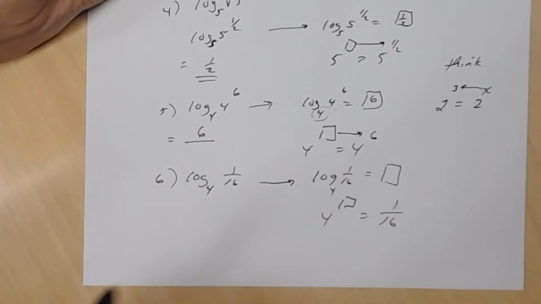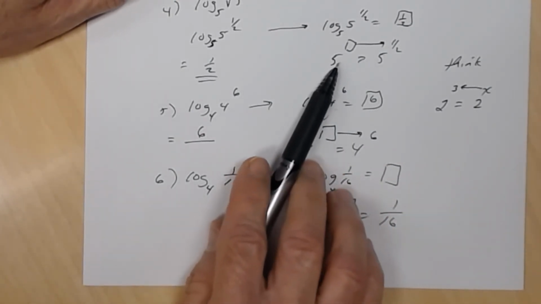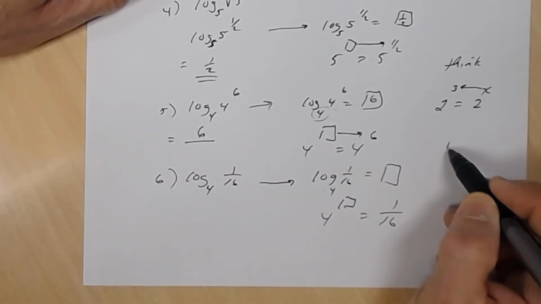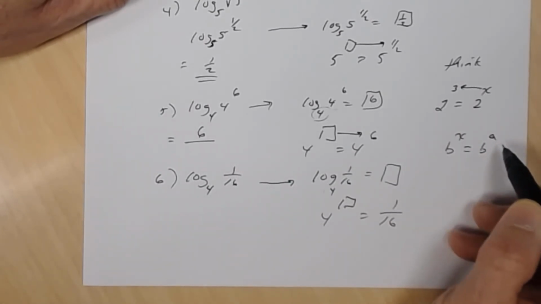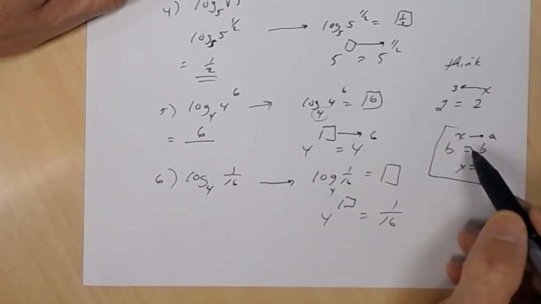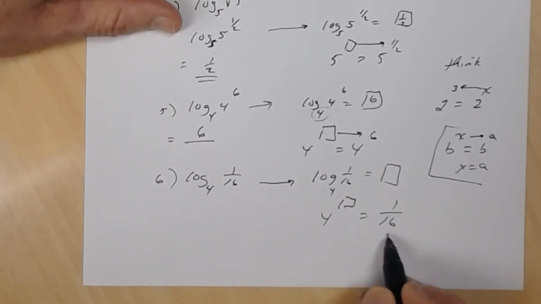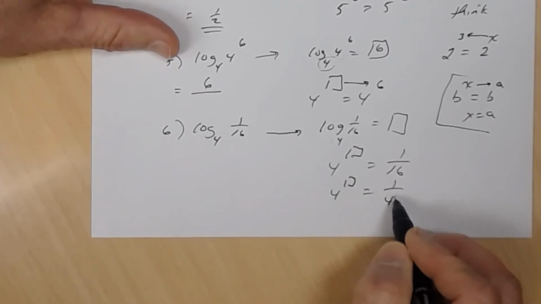Now, I want to somehow use that idea that when the bases are the same, the exponents have to equal. So if I have b to the x equal b to a power, then x must equal a. The exponents have to equal. I want to use that idea. But this is a 4 and this is 1 over 16. But I want you to think about this. Isn't 16 4 squared? So that becomes 4 to the box equals 1 divided by 4 squared.